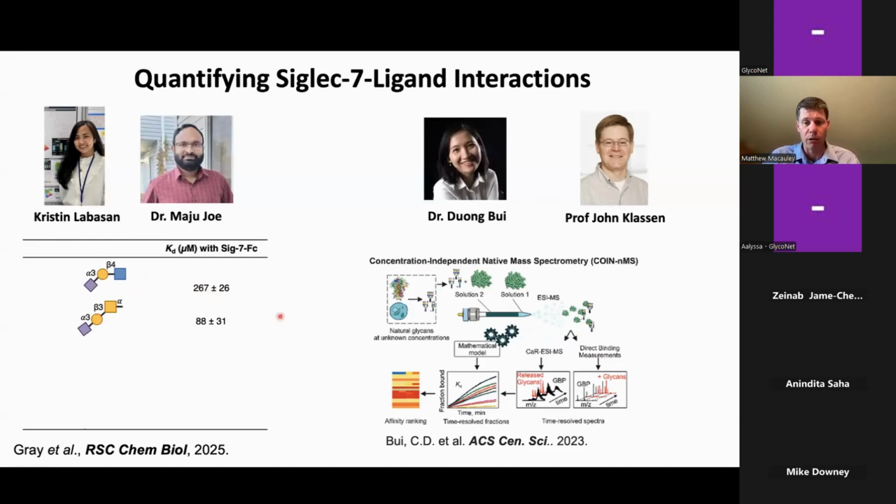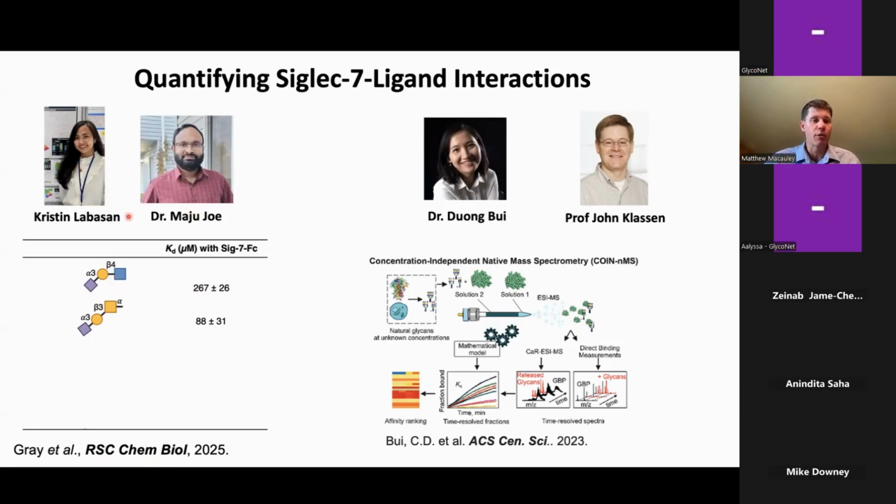This value was published in the original ACS Central Science paper, and this second value was published in our work that was just published a couple months ago. And so what these results already show you is that Siglec-7 really prefers this beta 3 gal linkage, between Gal beta 1,3 to GalNAc, as opposed to a type 2 LacNAc structure. So this is very consistent with ours and many other groups' findings that Siglec-7 likes O-glycans.